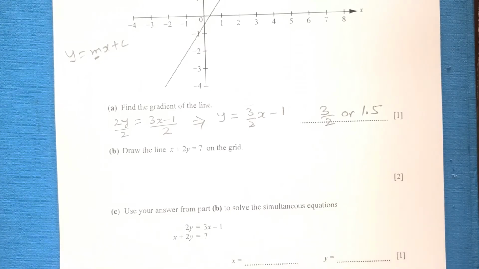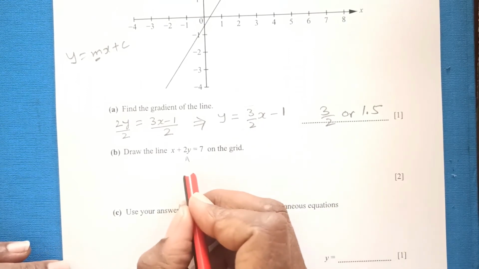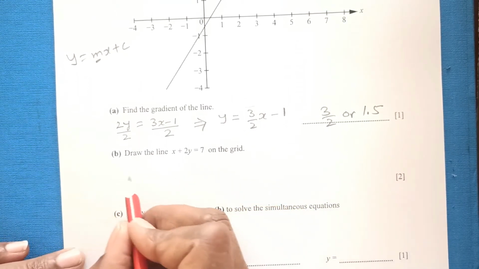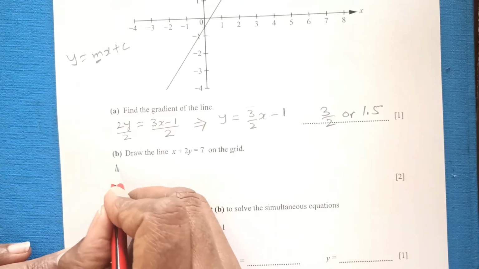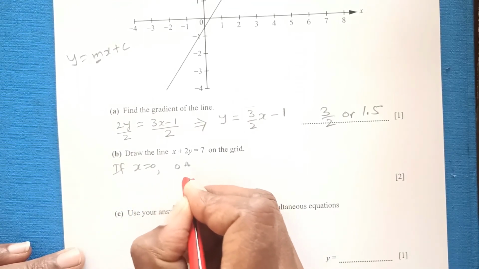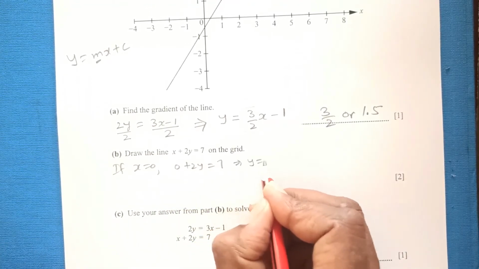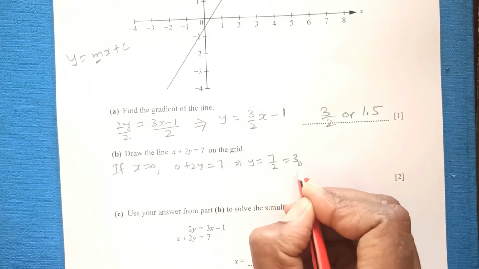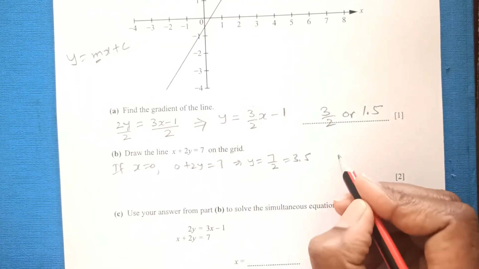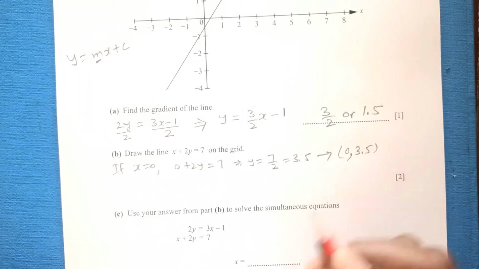Next, draw the line x plus 2y equals 7 on the grid. So we need this line. Let's take two points. If x is 0, then 0 plus 2y equals 7, and then y will be 7 over 2, that is 3.5. So we have 0 and 3.5 as one of the coordinates.